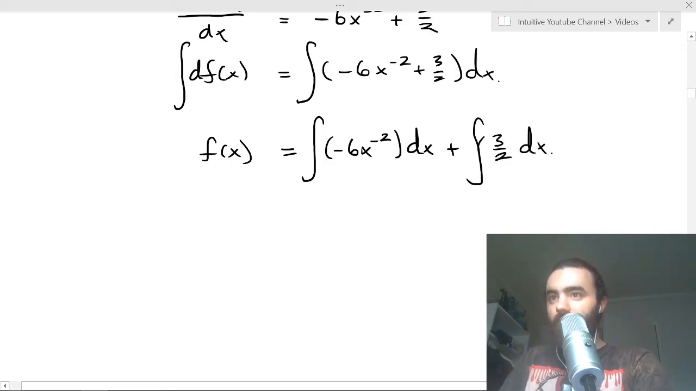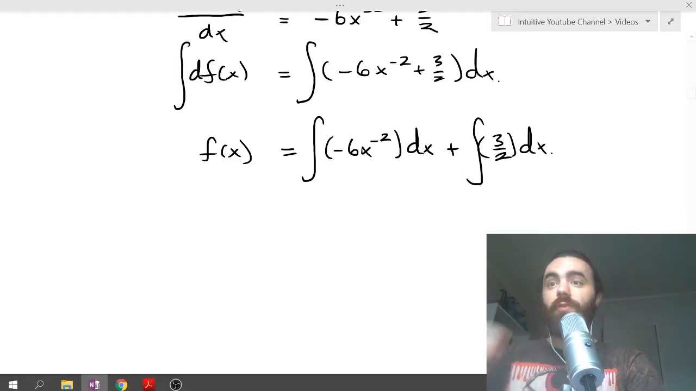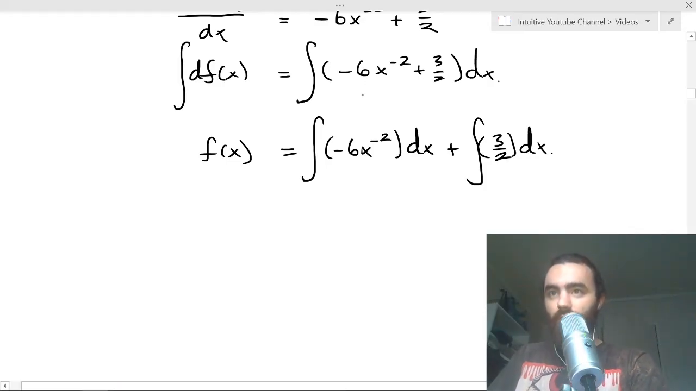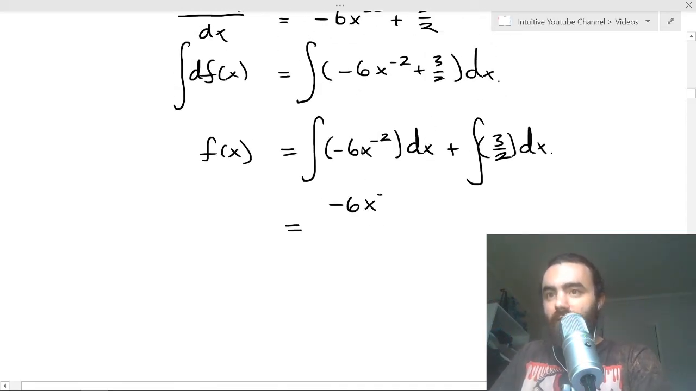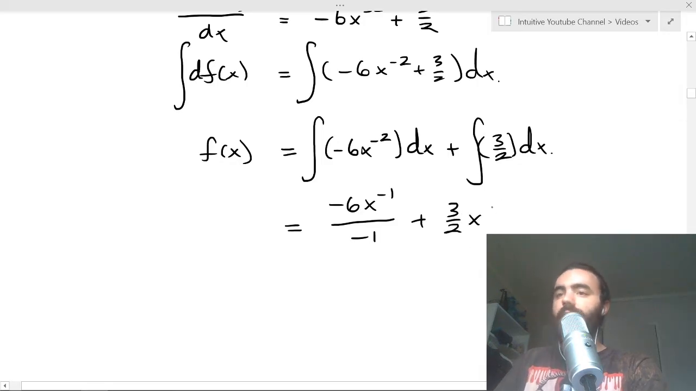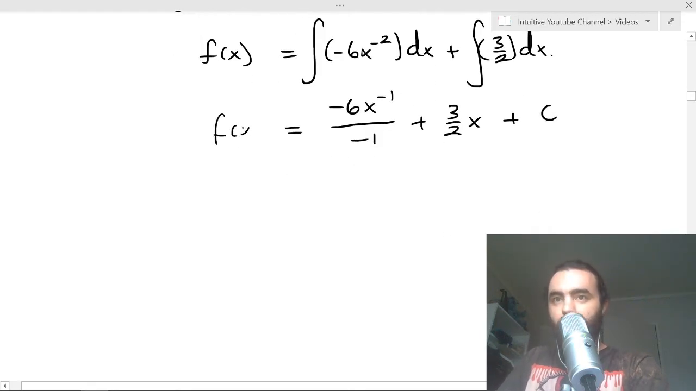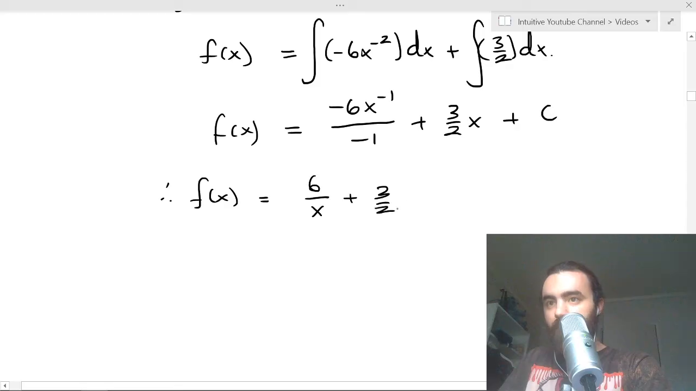It's the same thing. I think the word is distributive, so that means it's the same as adding them together and integrating, and integrating separately and adding them. So this is going to be the same as saying minus 6x to the negative 1. You go up by a power, divide by the power. And then plus 3 over 2 x plus, again, a plus c on the end. So therefore f of x equals, well, this is 6 over x plus 3 over 2 x plus c.